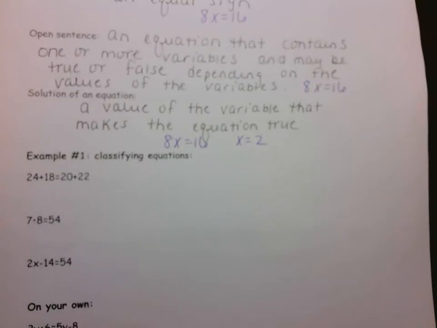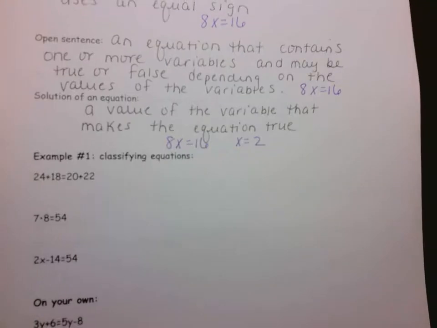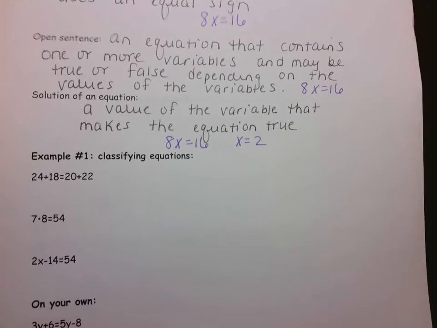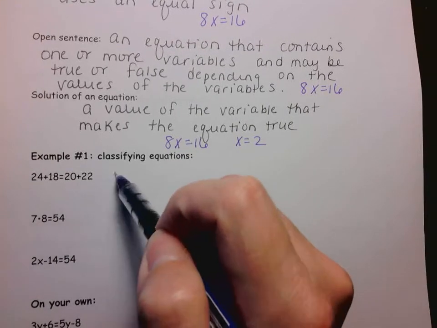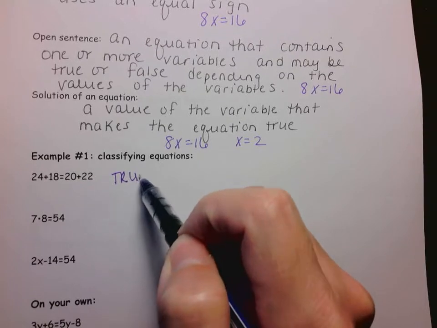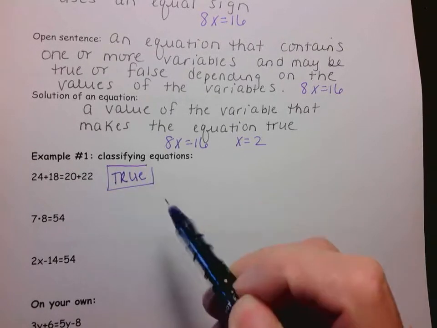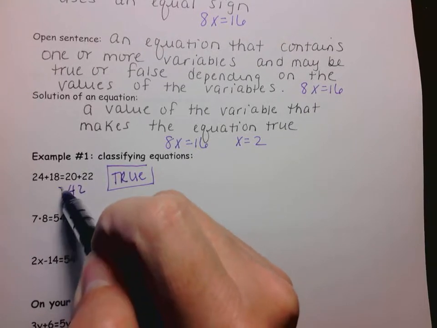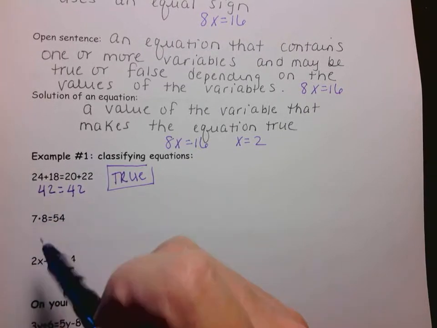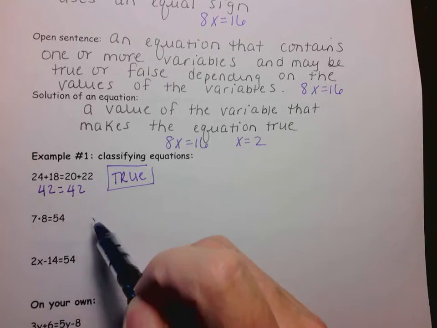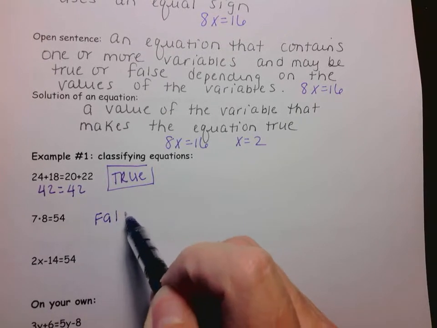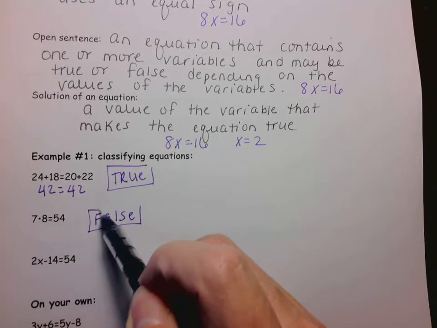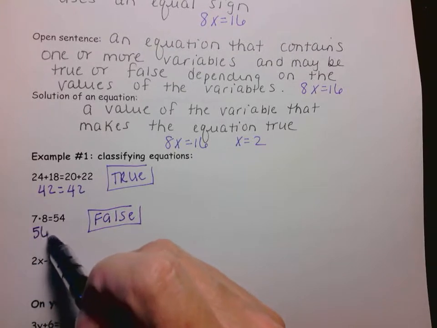So in my first example, 24 plus 18 equals 20 plus 22, we would say that this is true because 42 equals 42. But in the next equation, we would say this is false because 56 does not equal 54.